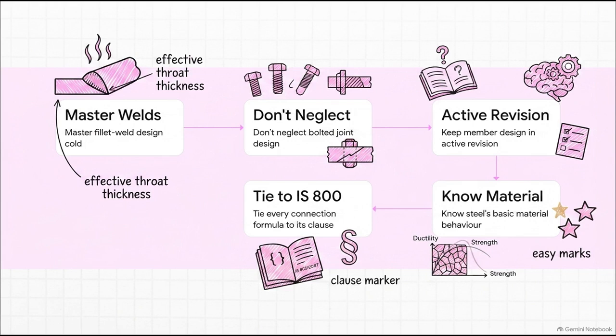Step 3. Keep member design in active revision. Seriously, do not let that slip. Step 4. Secure some easy marks by really knowing steel's basic material behavior. Understanding what raises or lowers strength and ductility is a super fast win. And finally, Step 5. Tie every single connection formula to its exact IS 800:2007 clause. You have to know exactly which clause gives you the partial safety factors and permissible stresses.